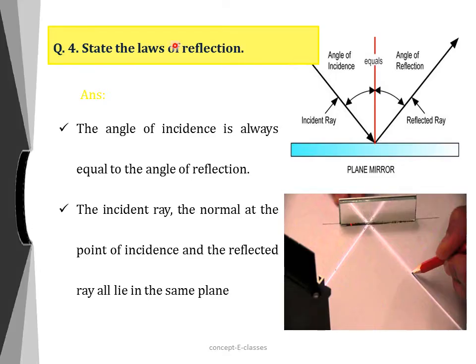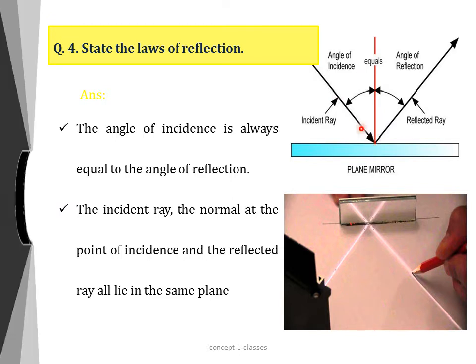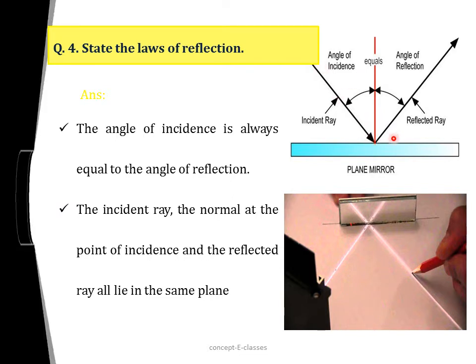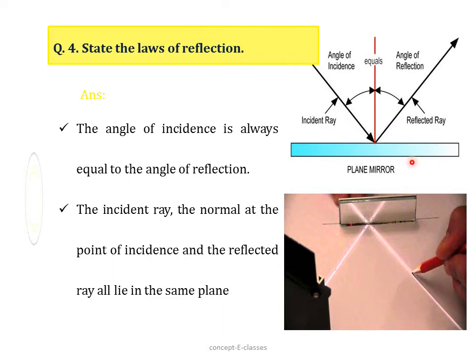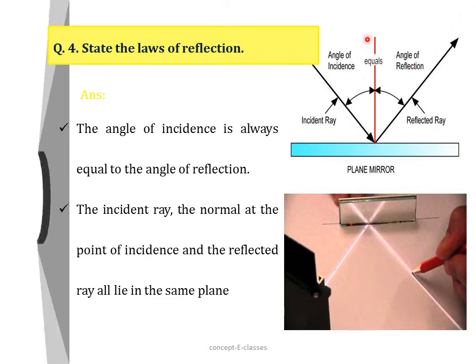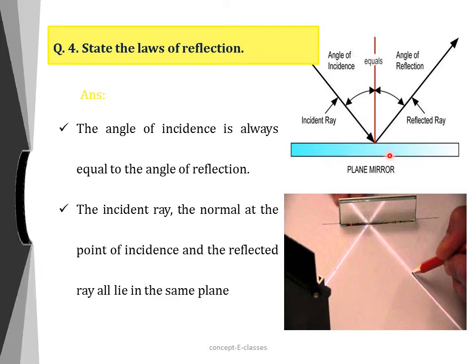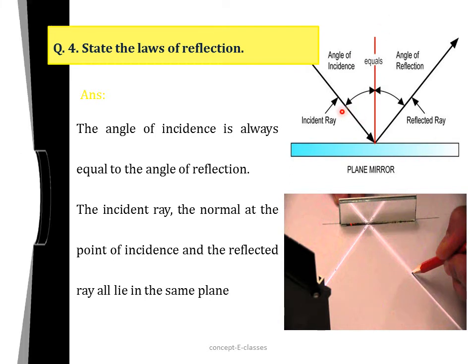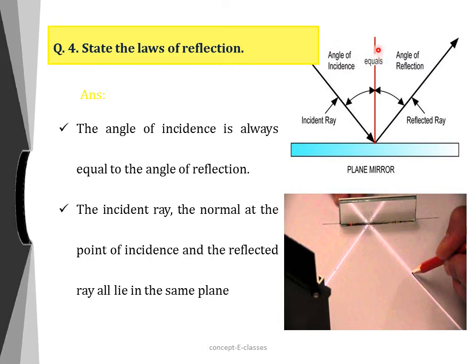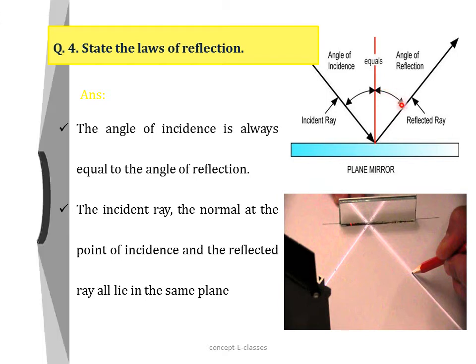So question number 4. State the laws of reflection. We already studied that when a ray of light strikes a mirror, that ray is called the incident ray, and after striking the mirror, the ray of light is reflected in another direction, and that ray is called the reflected ray. Now if we draw a line at right angle to the surface of the mirror at the point of incidence, it is called a normal. The angle between the incident ray and the normal is called the angle of incidence, and the angle between the normal and the reflected ray is called the angle of reflection.